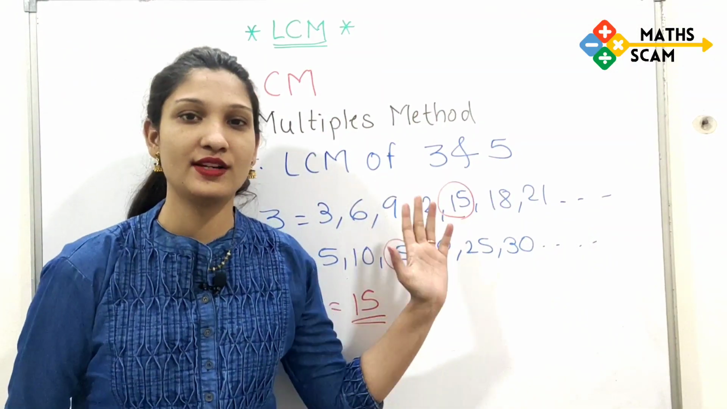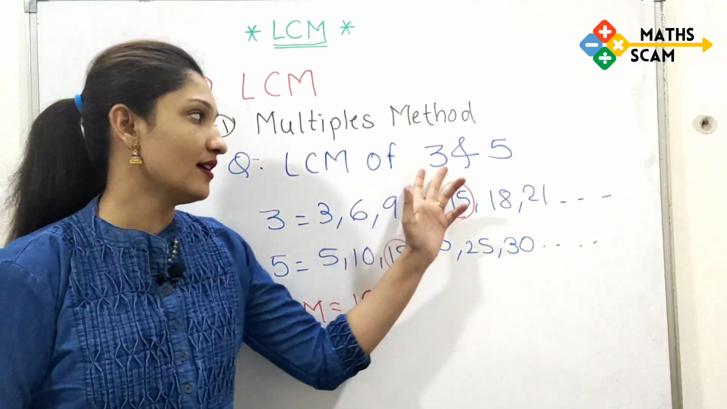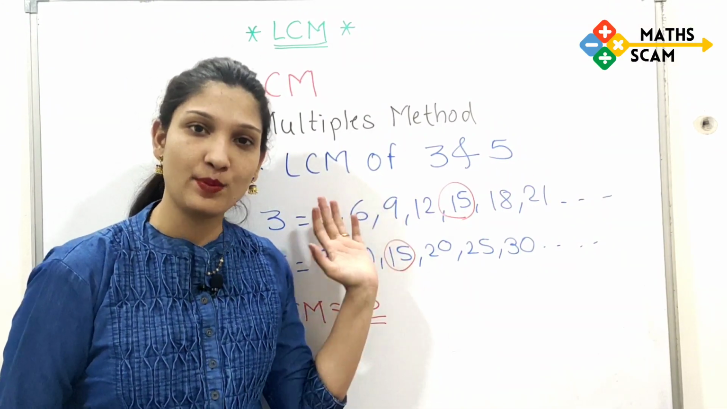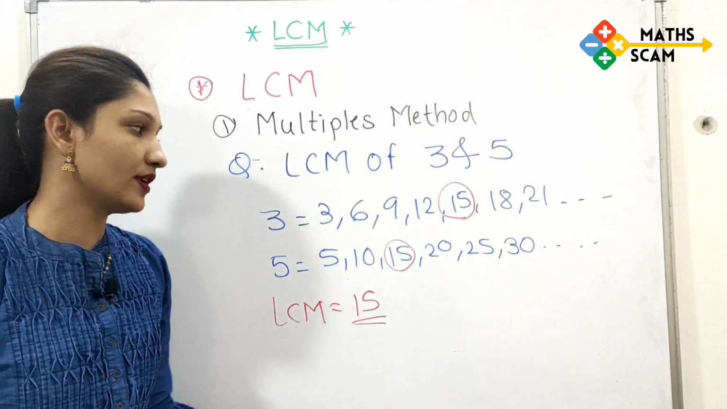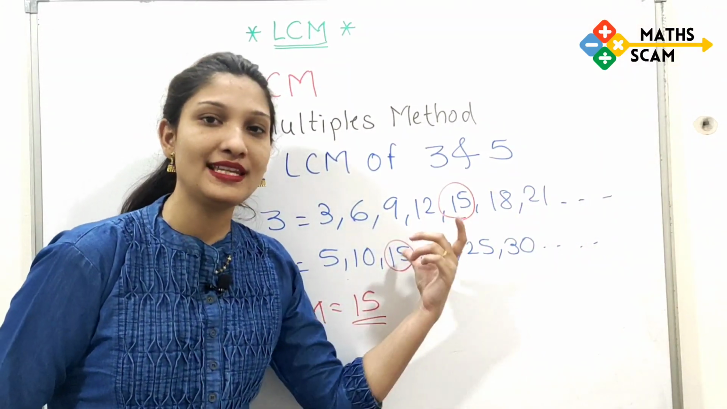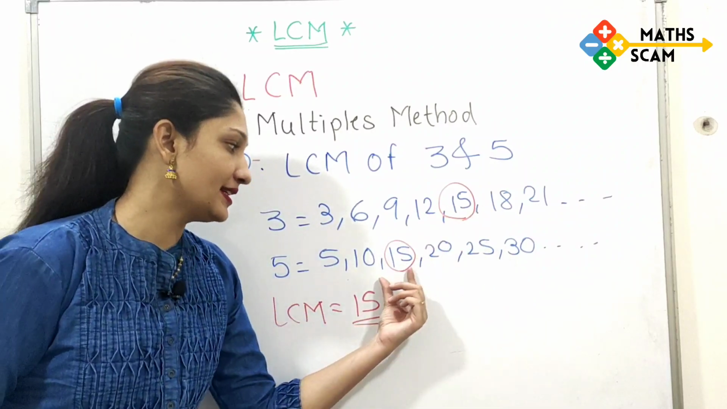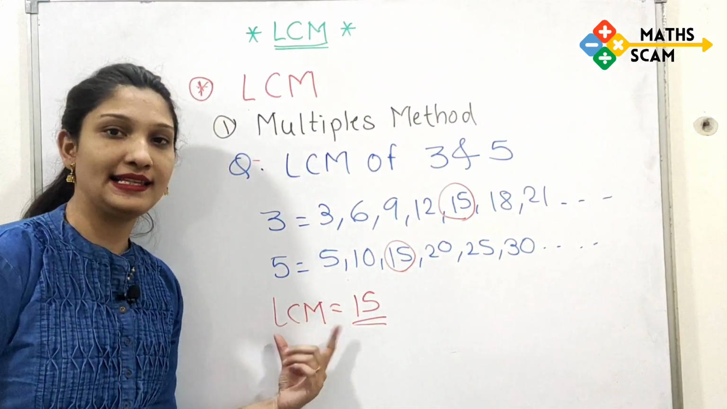What we have learned is the multiples method. In that, we first write the table of both the numbers. Table means the multiples of that number. Then find the least common multiple, and the least common multiple will be your LCM.